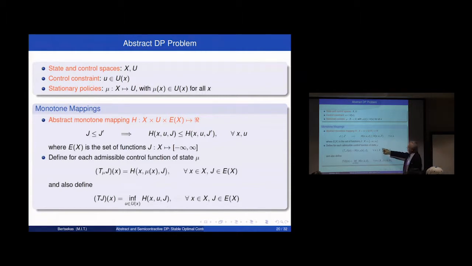And we introduce for every control function mu this mapping T sub mu. It takes functions J and maps them into other functions, T sub mu J. So this is the dynamic programming mapping corresponding to this policy. And we also define the minimum mapping, T, that takes J's into T J's. And this is the dynamic programming operator that comes into Bellman's equation. So our problem is going to be defined in terms of these two mappings here. And it is properties of these two mappings that determine what kind of results you can get.